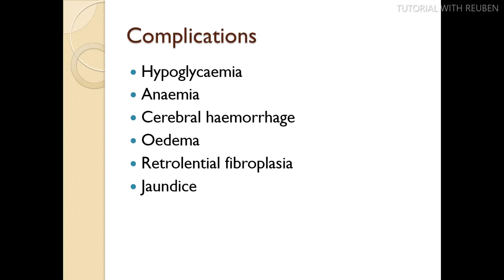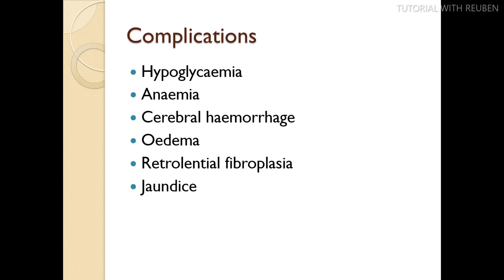Then another complication that can occur is retrolental fibroplasia. So this is a condition characterized by proliferative changes in the retinal vessels, which is followed by hemorrhage, and there is a peripheral separation of the retina. Now, this fibroplasia is as a result of excessive oxygen concentration, meaning if you give a patient a lot of oxygen and that oxygen is concentrated, the patient might end up with this complication.